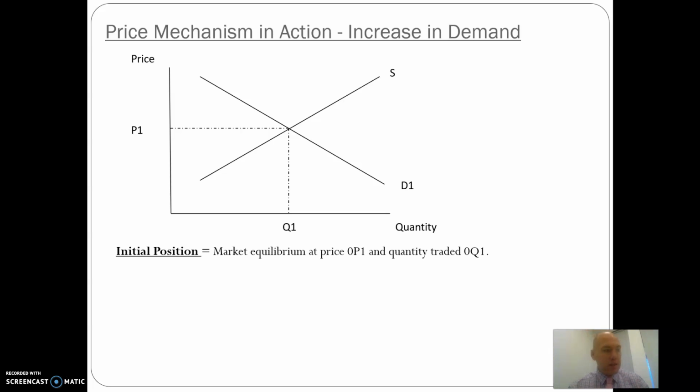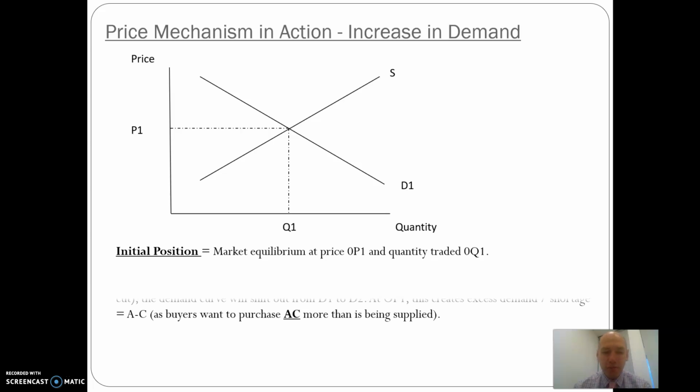So in this instance, we are going to show how the price mechanism eliminates excess demand. We're going to start off with this initial position, market equilibrium. Price is going to be OP1 and quantity traded OQ1. You should be on the top of page 75.